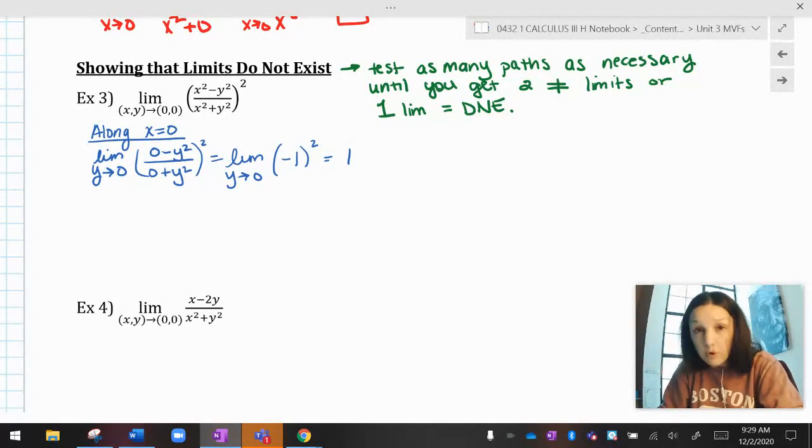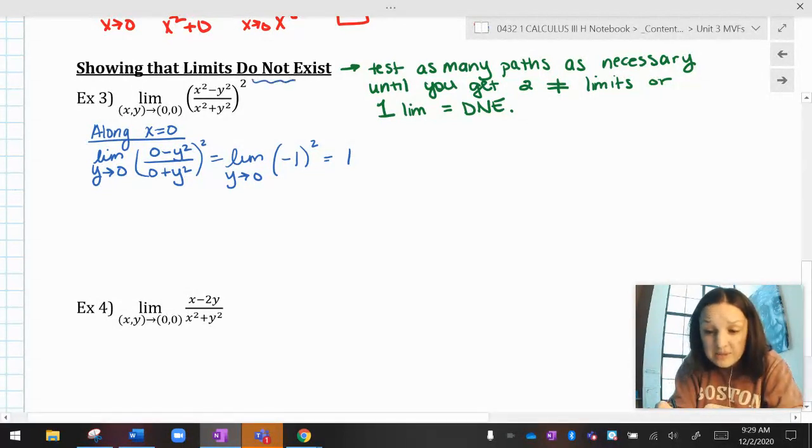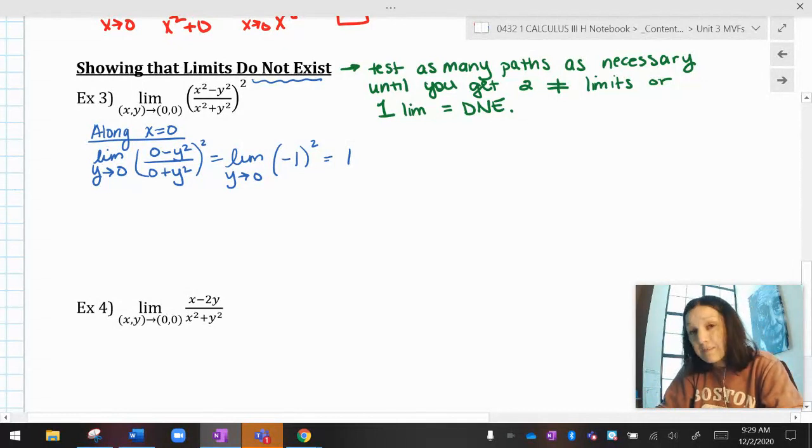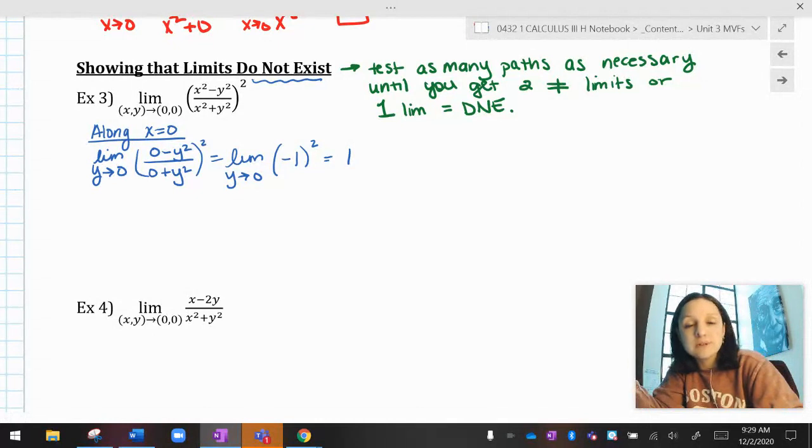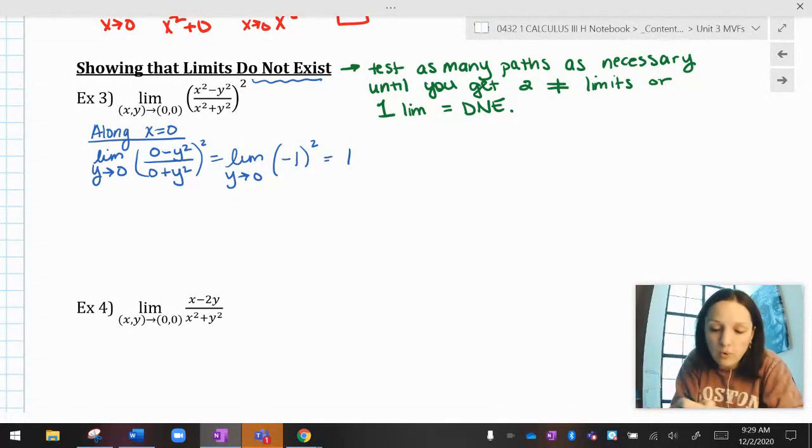That doesn't mean the limit's 1, because I told you these limits that we're about to do are all limits that don't exist. And I will tell you that ahead of time, all right? I will tell you, show that this limit doesn't exist or show that this limit equals 4.